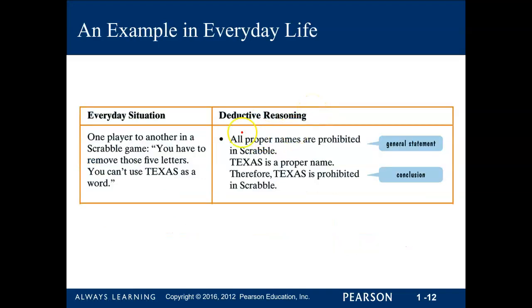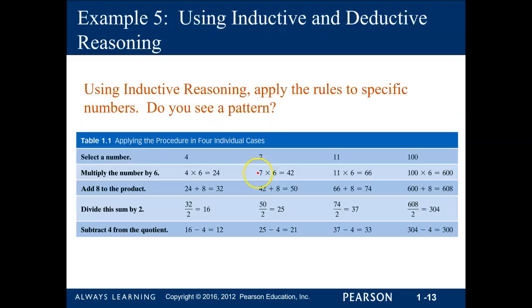So for example, in this case, the conclusion was you cannot use Texas as a word in Scrabble. Why is it? So the general statement is all proper names are prohibited in Scrabble. So this is the conclusion, okay? All proper names are prohibited in Scrabble. Now, having the word Texas, that is identifying an example. So Texas being a proper name, what else? Let's say Joseph, that's a proper name. So you cannot use those names, those words in Scrabble, okay?